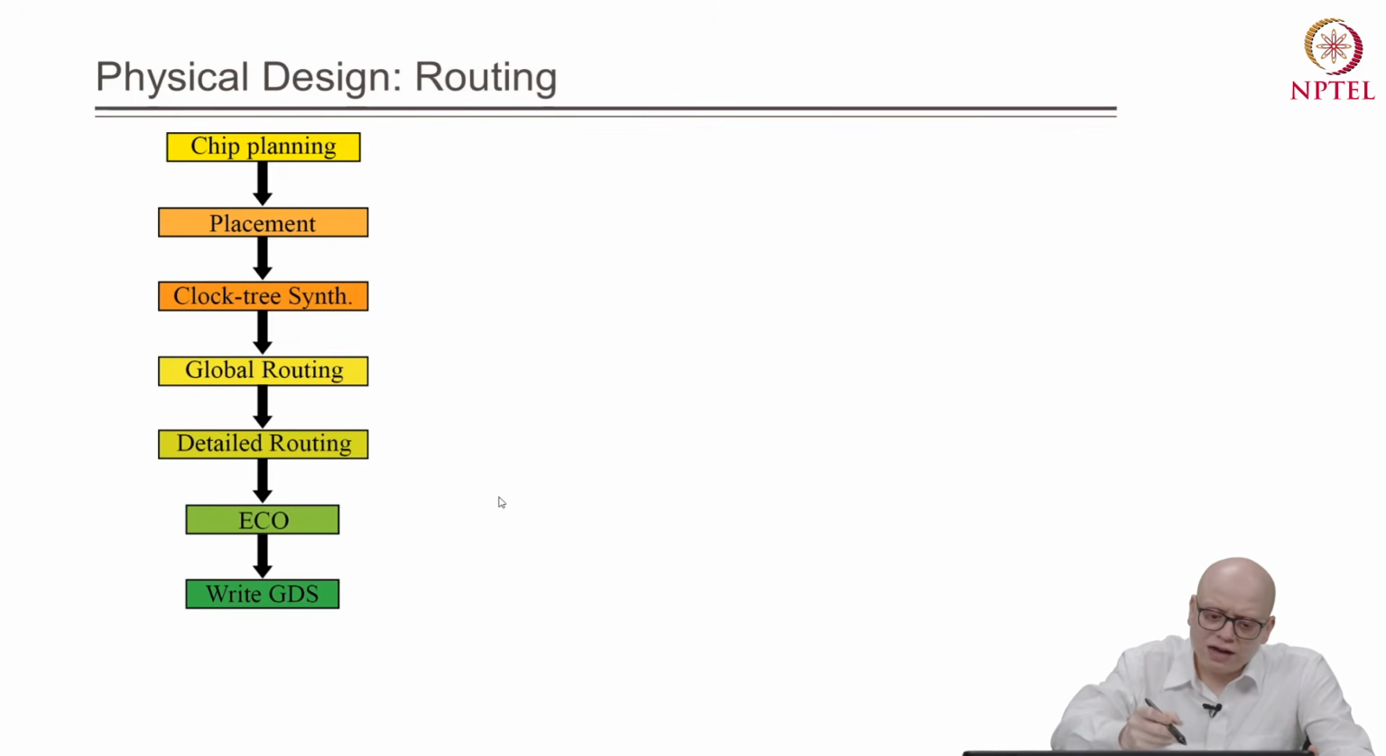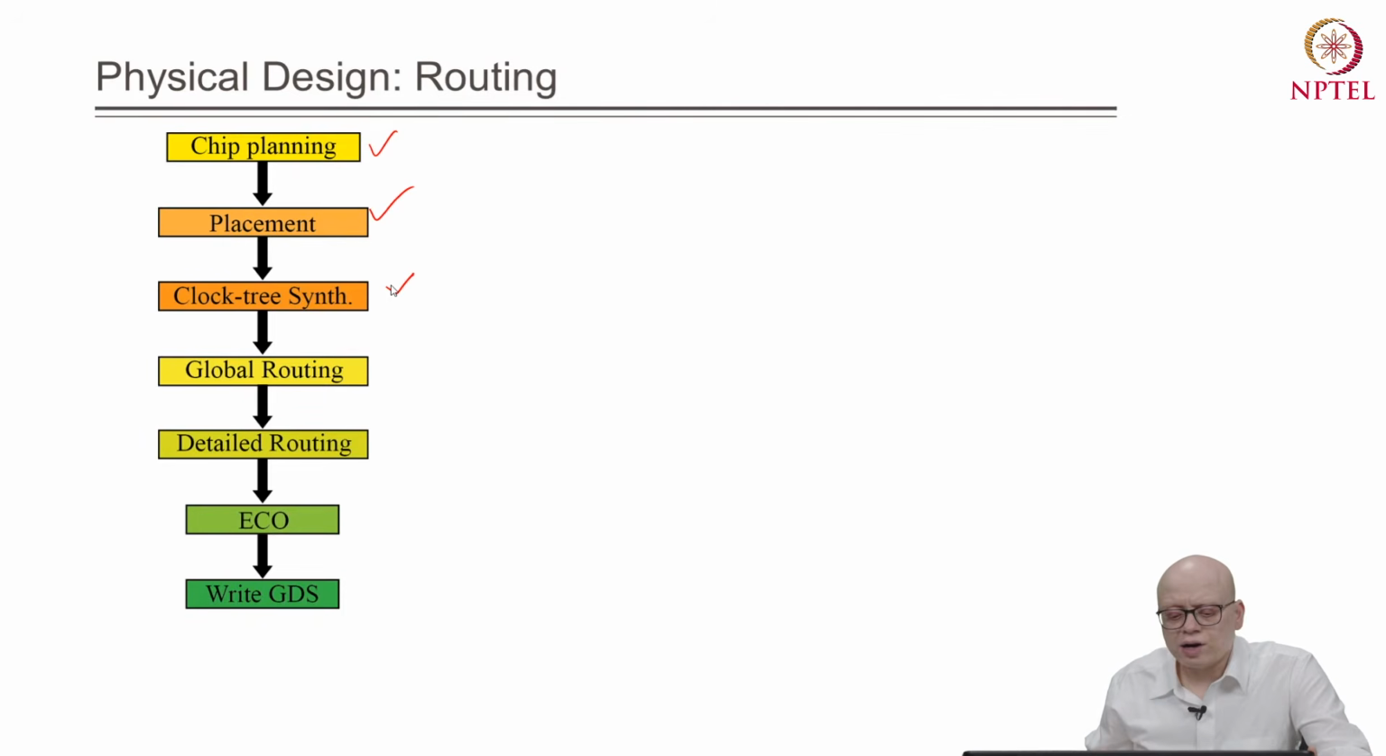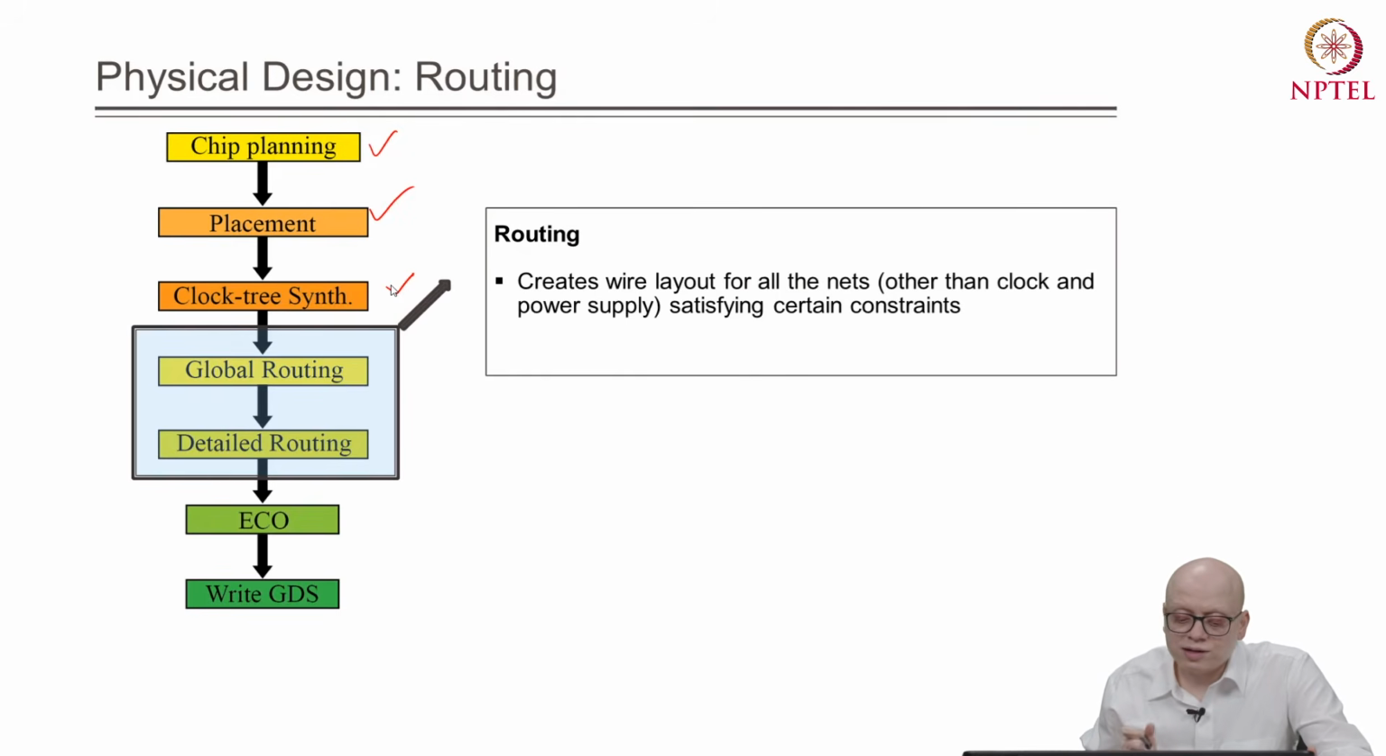Then after we have done the chip planning, placement, and clock tree synthesis, we go for the routing. So, what is routing? Routing basically creates wire layout for all the nets other than the clock and power supply. Why other than clock and power supply? Because the clock we have already routed during the clock tree synthesis step, and the routing of the power nets was already done during the chip plan.